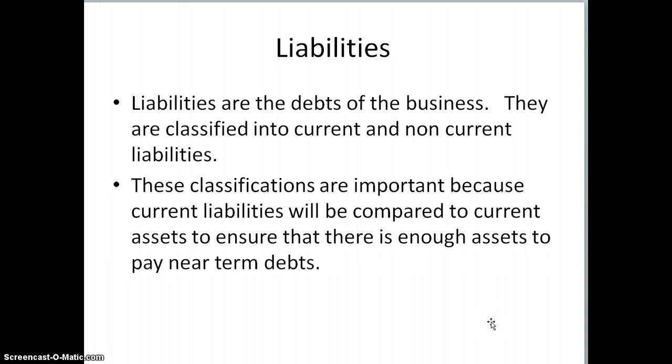On the other side of the accounting equation, assets equal liabilities plus owner's equity, are liabilities. And liabilities are the debts of the business. So anything that the business owes is considered a liability. So you can think about possibly some of your own liabilities, your own debts. You may have a credit card bill that you have to pay every month. You may have student loan debt. You may have a mortgage payment. Those will all be considered liabilities.